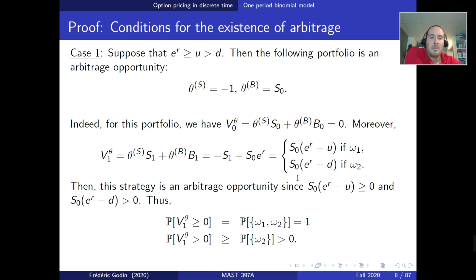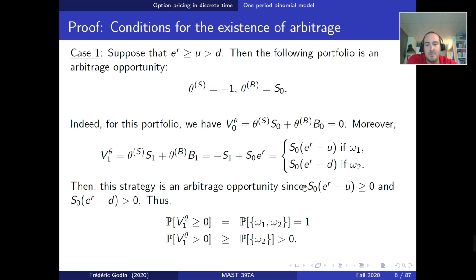Okay, but then by our assumption, exponential of r was greater or equal to u, and u is strictly greater than d. So it means that this first quantity here is greater or equal to 0, and this second quantity here is strictly greater than 0.